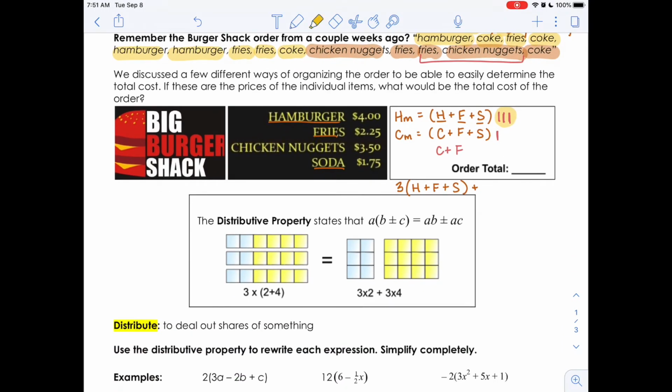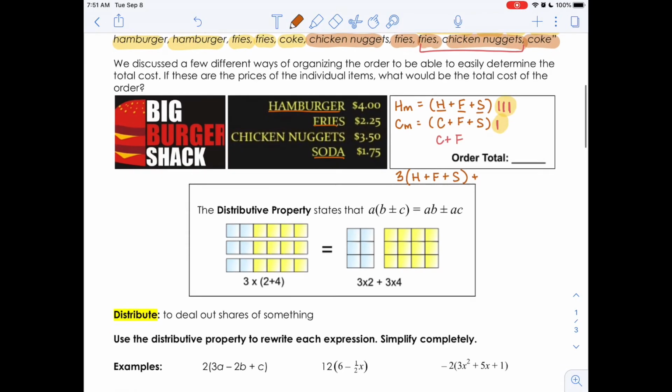My chicken meals, how many total chicken meals do I have? Well, 1. So I have 1 times chicken plus fries plus soda. And then finally, I just have a chicken plus fries left over. So here's our total is going to look like this.